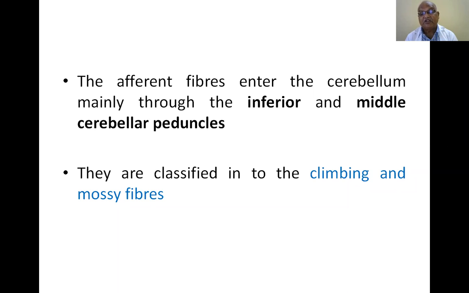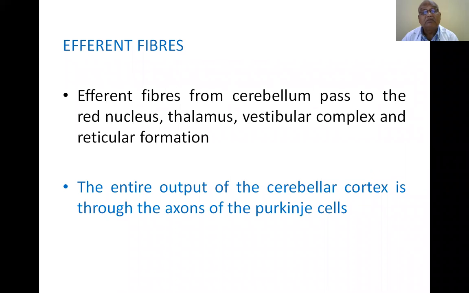They are classified into climbing and mossy fibers. So whatever afferent fibers, the majority going through the inferior and middle cerebellar peduncles, are again classified into climbing and mossy fibers. Now efferent fibers from the cerebellum pass to the red nucleus, thalamus, vestibular complex and reticular formation. So red nucleus, thalamus, vestibular complex and reticular formation.